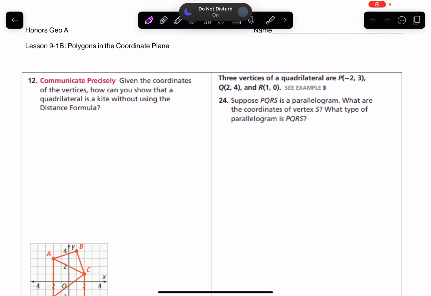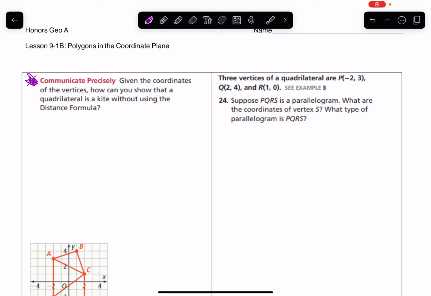All right. Hey, students. We are looking at the 9-B worksheet today. And this one is all about polygons and classifying specifically quadrilaterals in the coordinate plane. We're going to learn a lot more about quadrilaterals later this year, but this is kind of an introduction to the topic. So we're actually going to start out by skipping number 12.